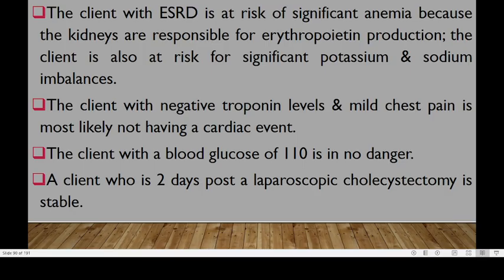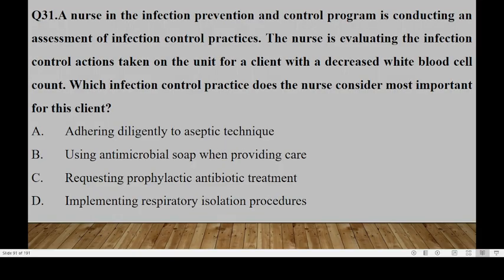The client with negative troponin levels and mild chest pain is most likely not having a cardiac event. The client with a blood glucose of 110 is no longer in danger. A client who is 2 days post-laparoscopic cholecystectomy is also a stable patient.